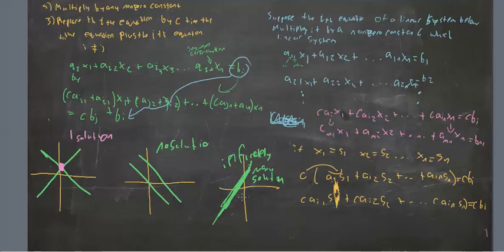It goes the same for planes. If you have two planes or three planes and they intersect at one point, that's one solution, and so on and so forth. So that's always the same for planes as well.